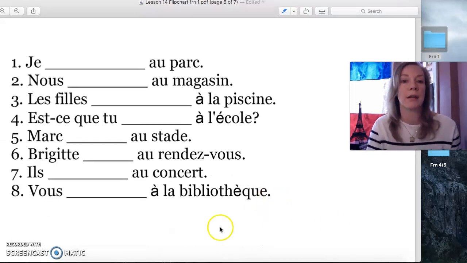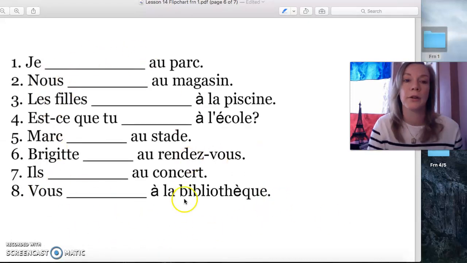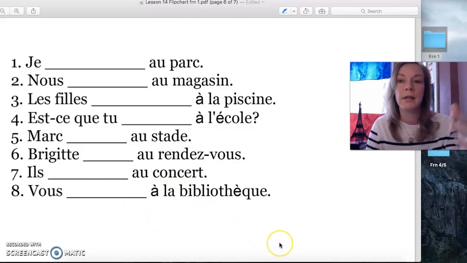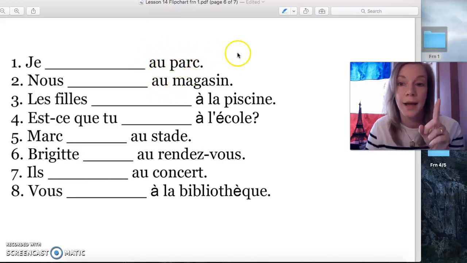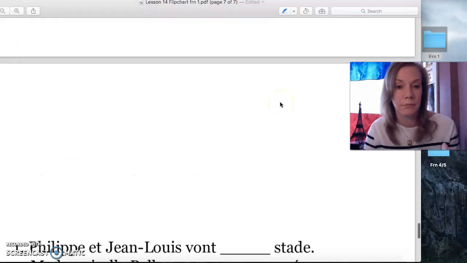Where are you going? If you wanted to do some practice on your own, okay? Fill in the conjugation of aller and notice that it says au parc, to the park, au magasin, to the store. But it says à la piscine, to the pool.